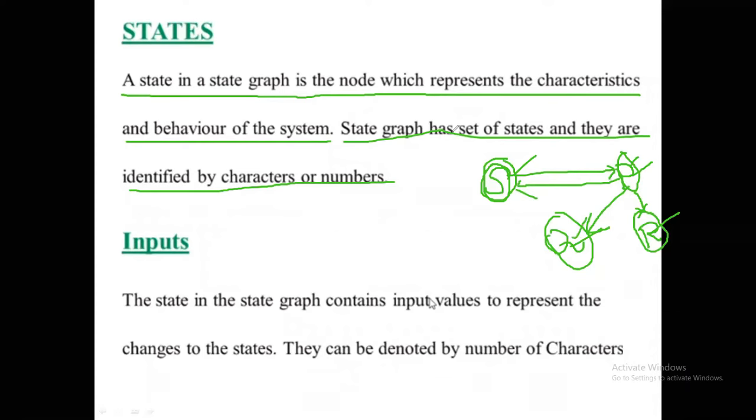So a state graph has a set of states, and they are identified by characters or numbers. Here we are identifying these as S, Q, P, R, or you can indicate these states with some numbers also. Okay, so that is a state.